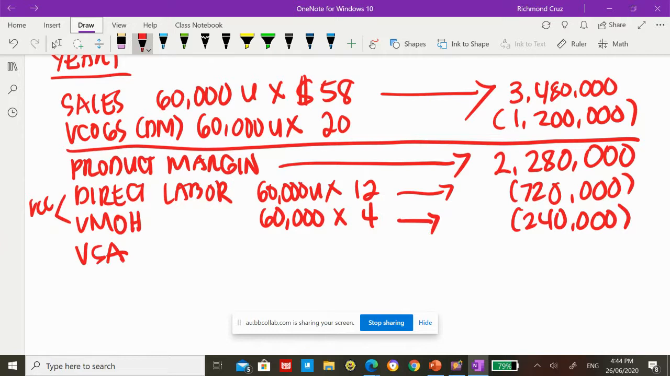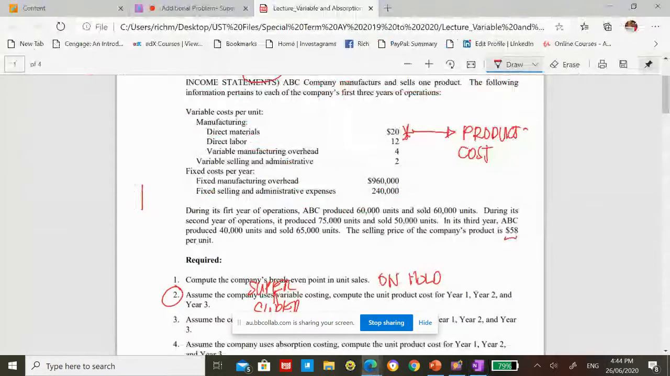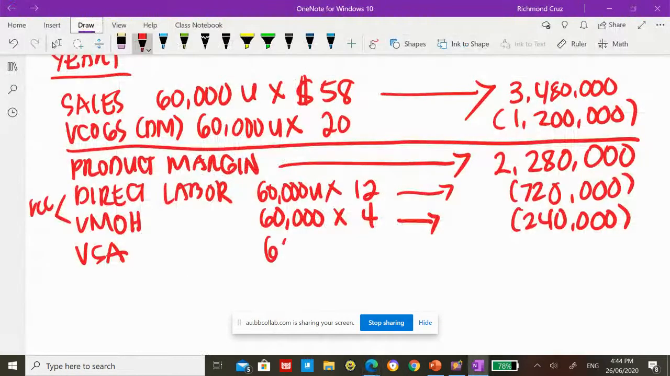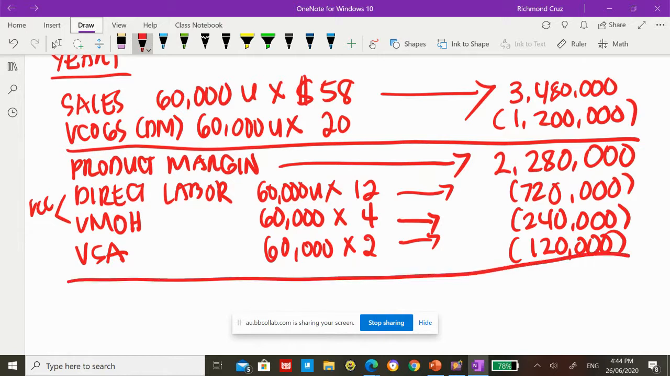whether you prepare the income statement for regular variable costing or absorption costing, variable selling and admin is a period cost. So therefore, instead of the units produced of 60,000, we're going to multiply the variable cost per unit, which is $2, by the units sold, 60,000. So that is 60,000 times 2. So this is 120,000.